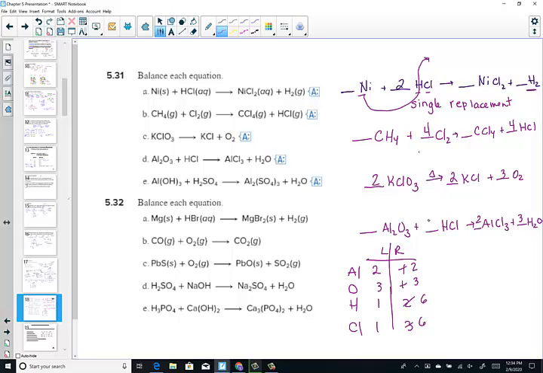Oh, beautiful. How about a 6 right there? 6 H's, 6 Cl's. You got it. A 1, 6, 2, 3 balances that equation. Do you recognize it? This is a double replacement. Aluminum went to chloride, hydrogen went to oxygen, a double replacement reaction. We'll learn that in the next section.